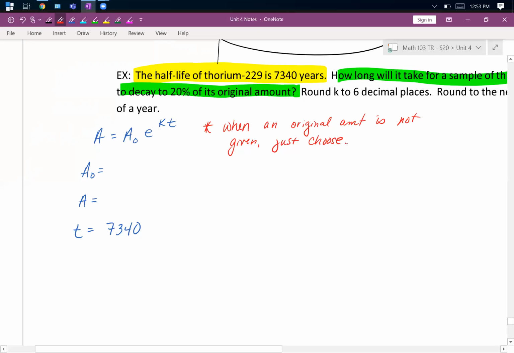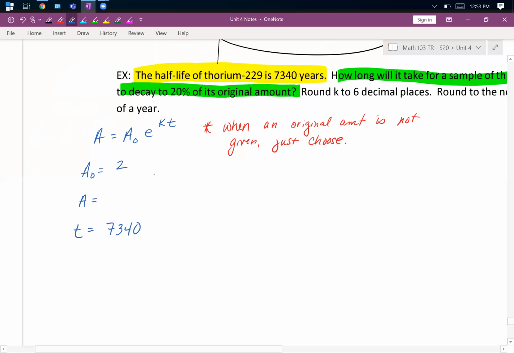So let's just choose an amount for a sub 0. What would you like to choose? It is an amount, so we do have to have a positive number. It can't be negative, it can't be 0. Anybody have a positive number they prefer? 2. Sounds good to me. So our original amount is 2.